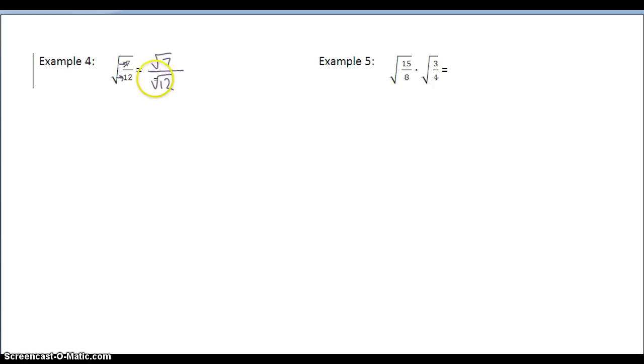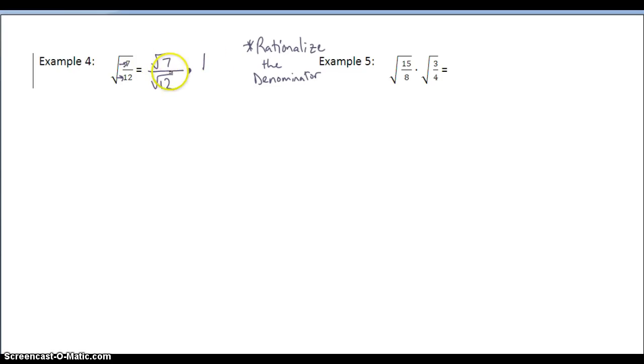Now at this point, to simplify, I need to get rid of the square root in my denominator. I need to do something called rationalizing the denominator. The denominator is the bottom number in a fraction, and rationalize means get rid of the square root, get rid of the irrational number. To do that, I'm going to multiply by 1.